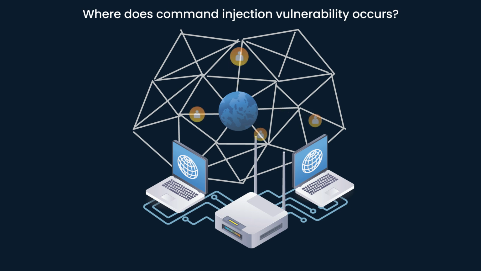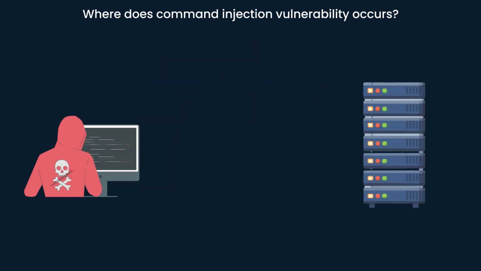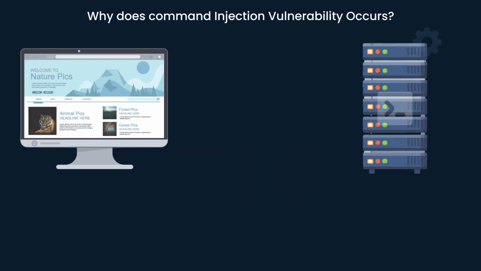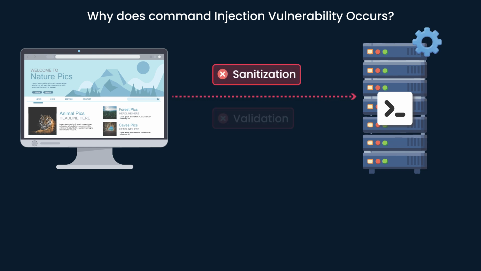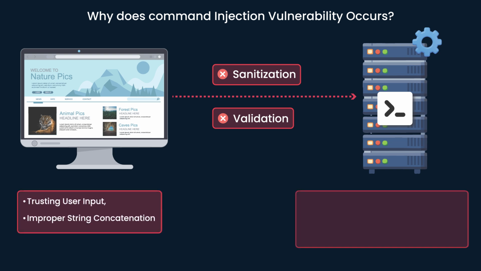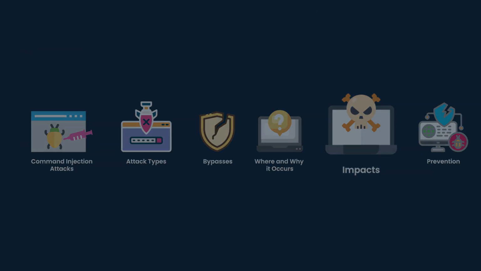Where? Command injection vulnerabilities can occur in web applications, network applications, or any software that processes user inputs to construct system commands and execute them in the host operating system shell. Why? Command injection occurs due to insufficient input validation and improper handling of user-supplied data. Common causes include trusting user input, improper string concatenation, and not following secure coding practices like using parameterized queries or secure APIs. Let us explore the impacts of command injection attacks.